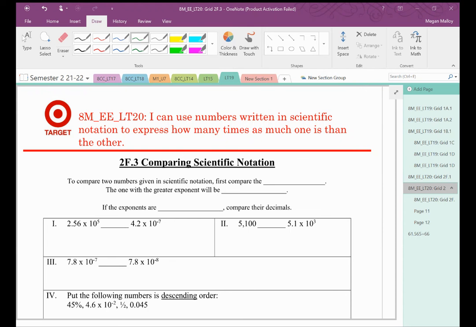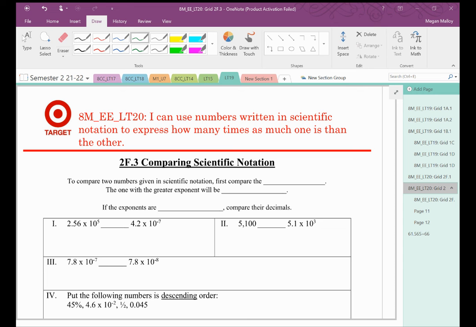In this video, we are continuing with learning target 20. I can use numbers written in scientific notation to express how many times as much one is than the other. So we're going to be looking at comparing scientific notation and how do we take two values with at least one written in scientific notation and compare it with another value without having to write out the standard form of each of those numbers.